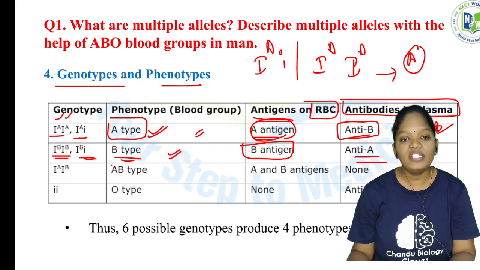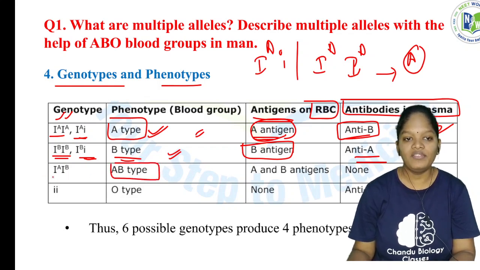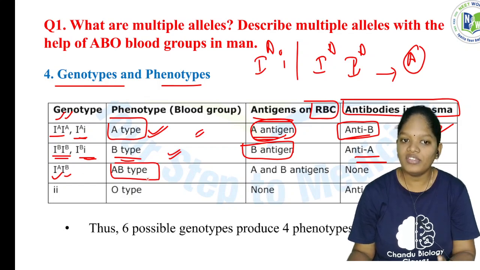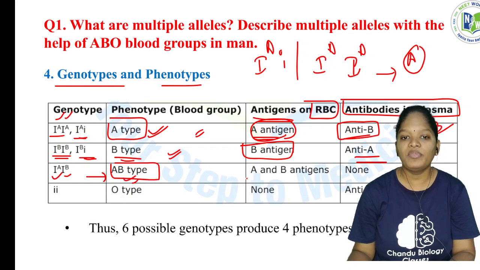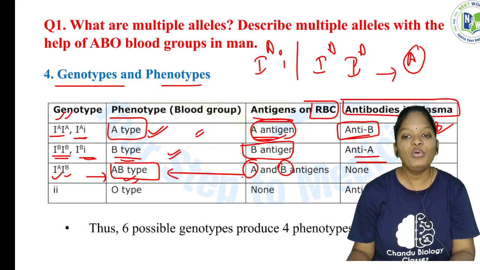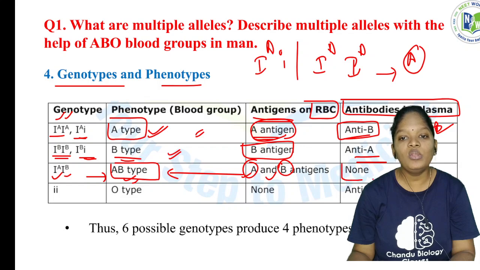Now, if it is an AB type of blood group, the genotype will be IA IB. This genotype goes with which antigens? The A antigen and the B antigen. Then what will be the blood group? The AB type of blood group. As both antigens are present, there will be no antibodies present in the plasma.